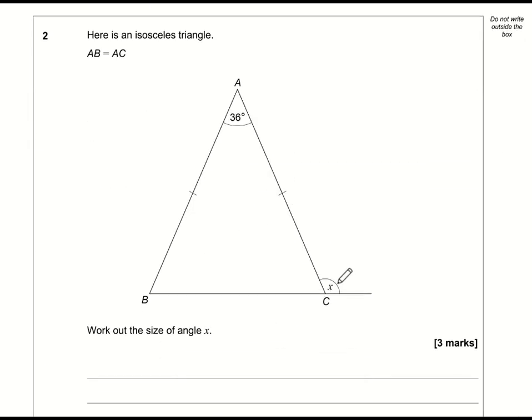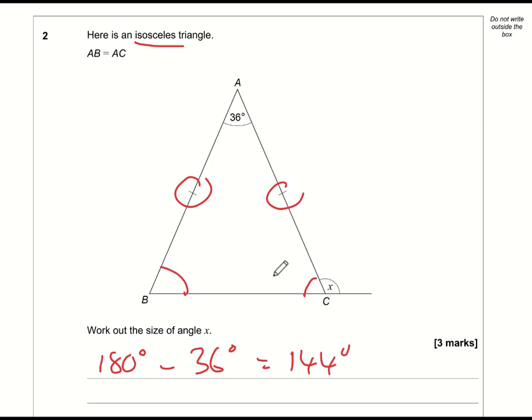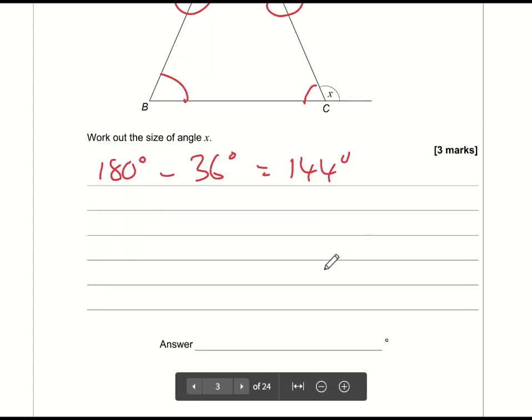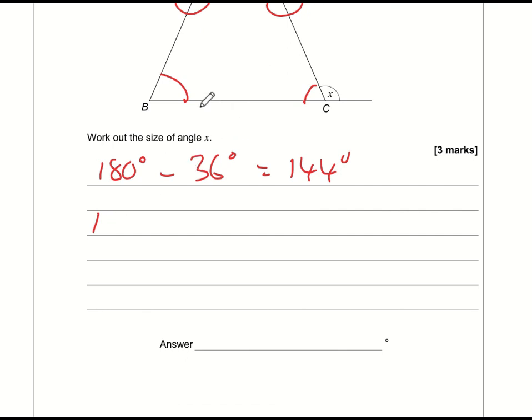So we need to work out this angle here, x. First of all, we need to work out what this angle here is. It's an isosceles triangle, so these two angles at the bottom are the same. The sum of the angles of any triangle is 180. If we take away the 36 degrees that we know, that is 144 degrees. So these two angles add up to 144 degrees.